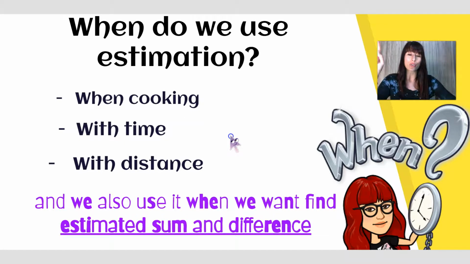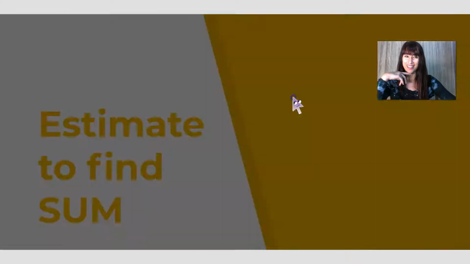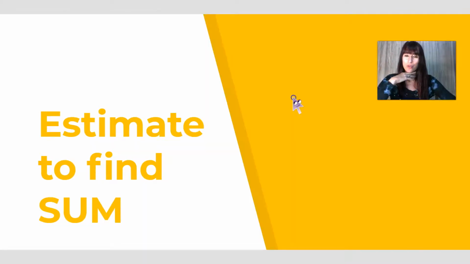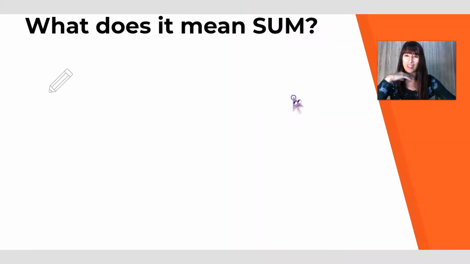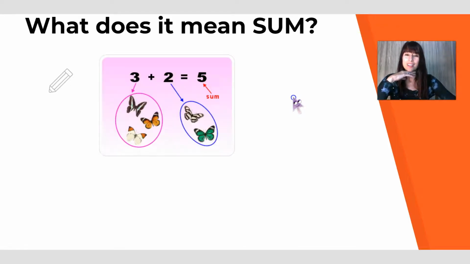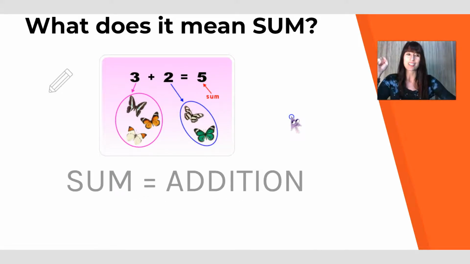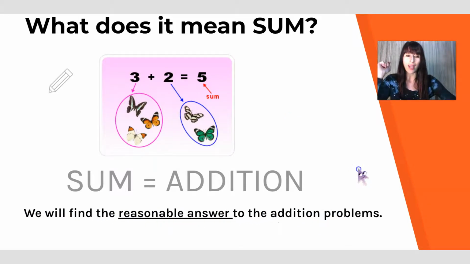And we also use it when we want to find estimated sum and difference. Now in this video, I'll teach you how to do estimation to find sum. And you might be asking, what does it mean sum? I know you heard that in second grade. It shouldn't be a brand new word that you hear first time. Sum means when we are adding two numbers, it's the answer for an addition. Okay, so if you're doing addition, the answer is the sum. So sum is addition. So in this lesson, we will find the reasonable answer to the addition problems.